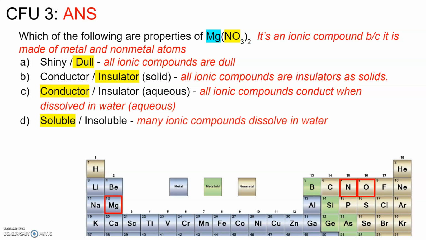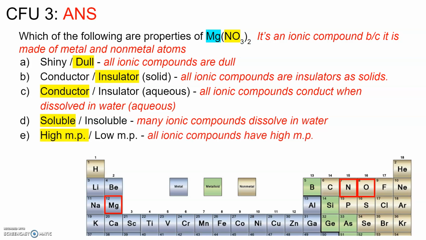Many ionic compounds are soluble, so it's most likely soluble, and they have a high melting point. So all ionic compounds have high melting points. So these are the properties that you should have predicted.